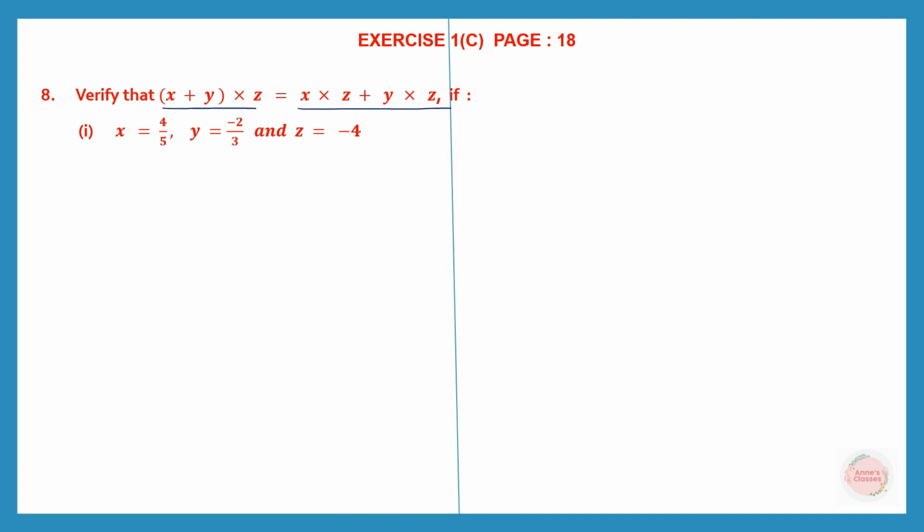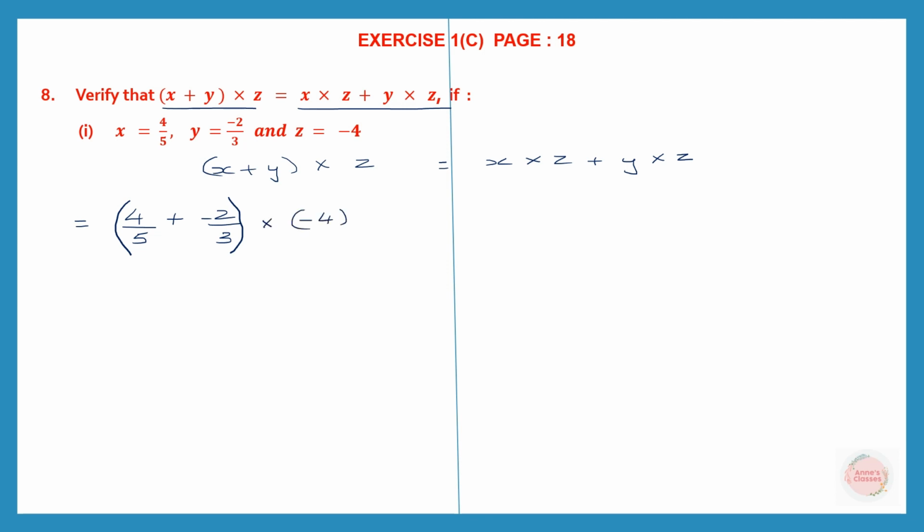So here let's write that down. So here we have (x plus y) in brackets into z. Now this is equal to the right hand side, which is x into z plus y into z. Now we're going to substitute the values here. How much is x? x is 4 by 5 plus, and what is y? Minus 2 by 3 into z, and z is minus 4.